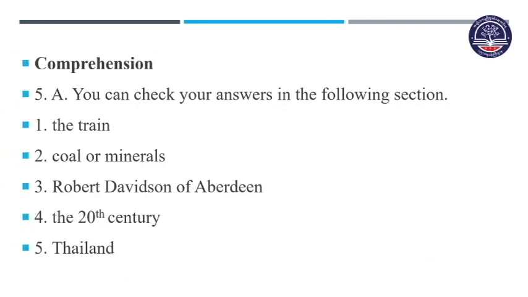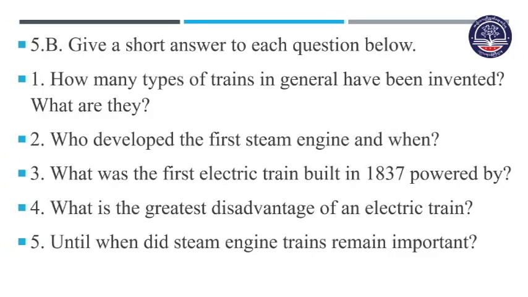Comprehension. Let's check back your answers. Number 1, the train. Number 2, coal or minerals. Number 3, Robert Davidson of Aberdeen. Number 4, the 20th century. Number 5, Thailand. Unit 5, Chapter B. Give a short answer to each question below.